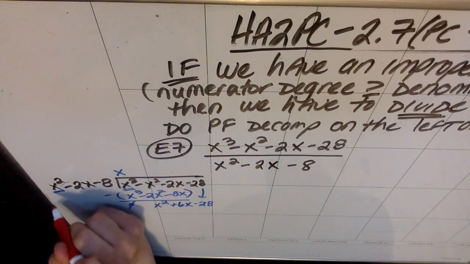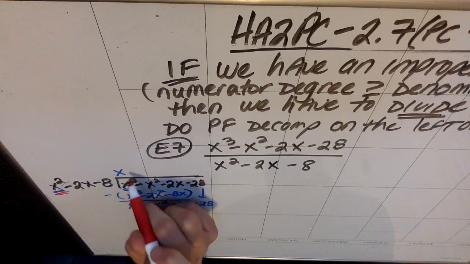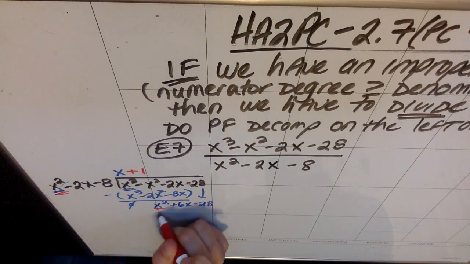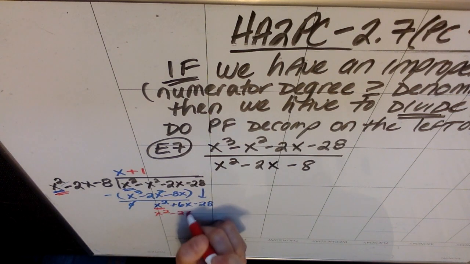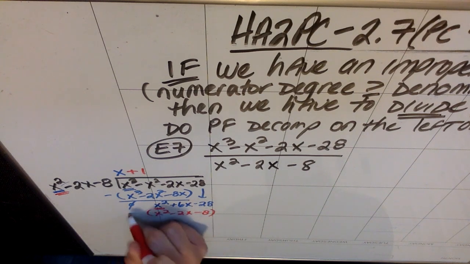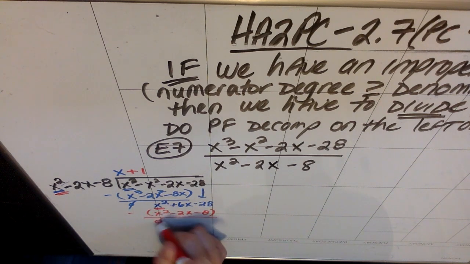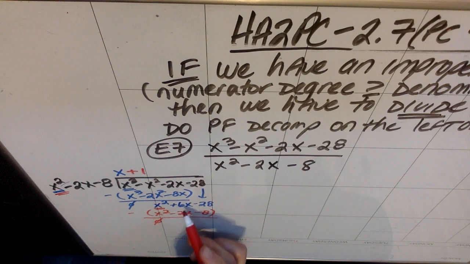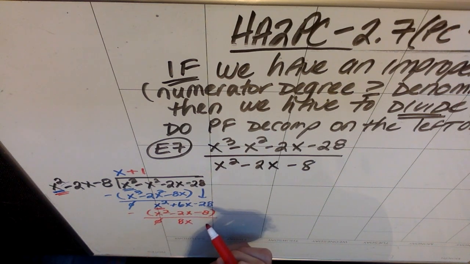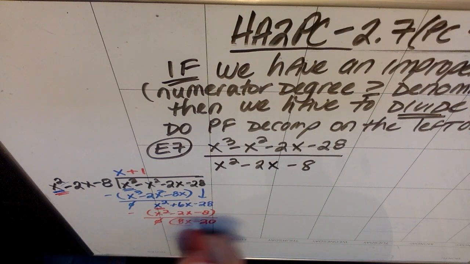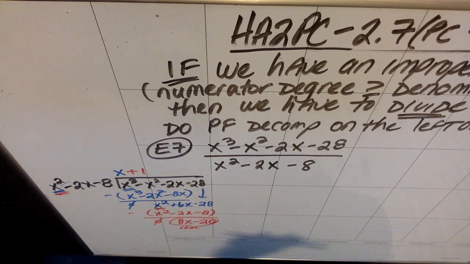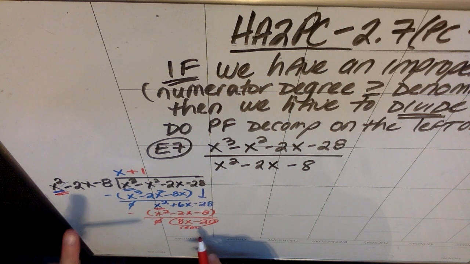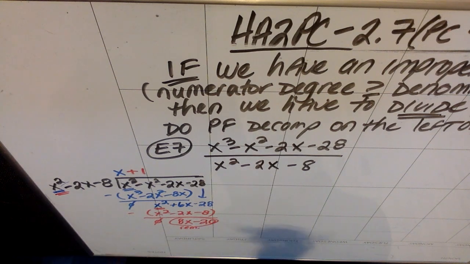What do I have to do to this leading term to make it look like this? And the answer is times it by a plus 1. So I'm going to get an x squared minus a 2x minus an 8, and I'm going to subtract straight down. The x squared minus x squared goes away. The 6x minus the negative 2 becomes an 8x, right? The negative 28 minus a negative 8 becomes a negative 28 plus an 8, which is a negative 20, and this is my remainder. The reason I know to stop is because this function right here has a smaller degree than this function, right? So that's my remainder.